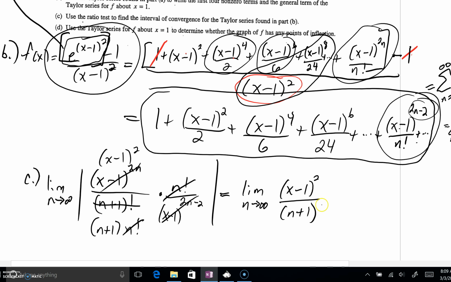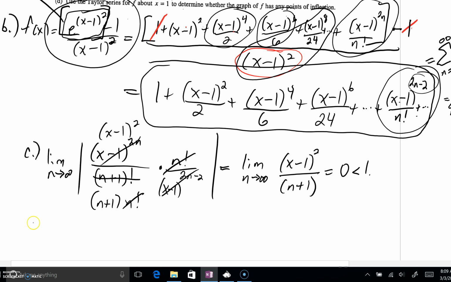But as n goes to infinity, this denominator grows to be very huge. X minus 1 is a real number. Divide by something huge, you get 0, which is less than 1. Your interval of convergence is all real numbers. So that's for part C. So we'll go from negative infinity to positive infinity.